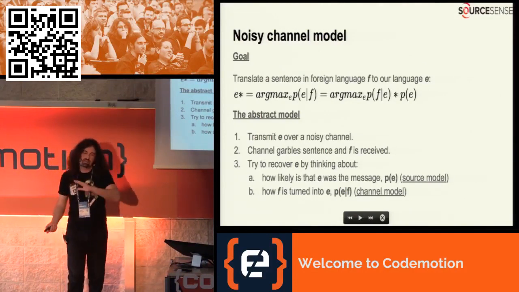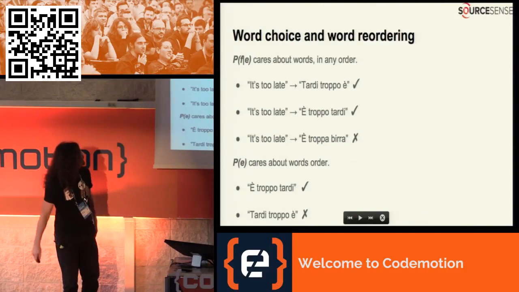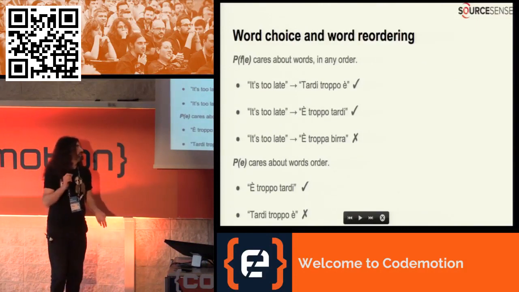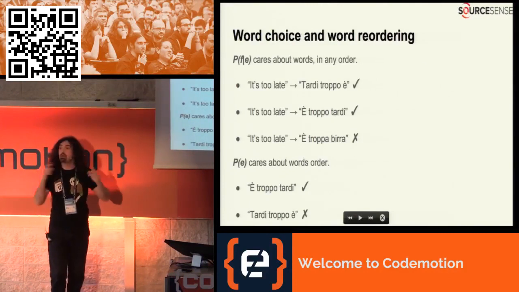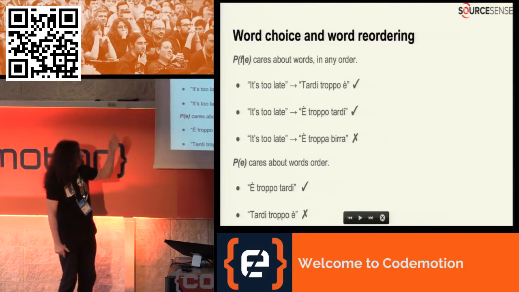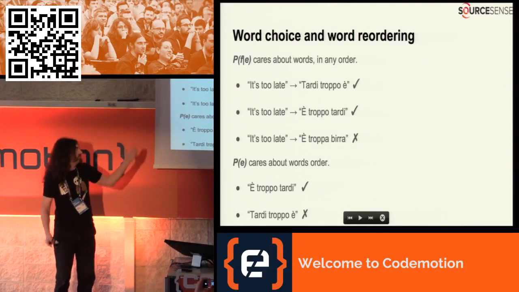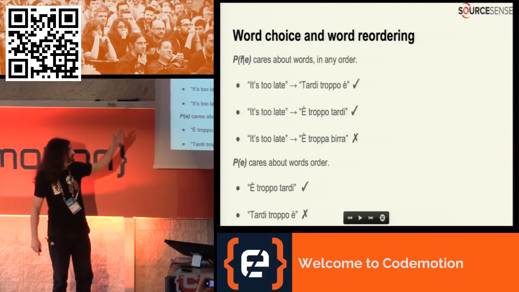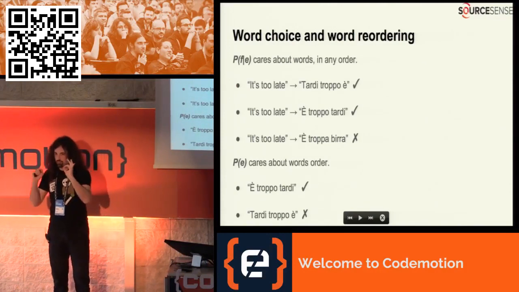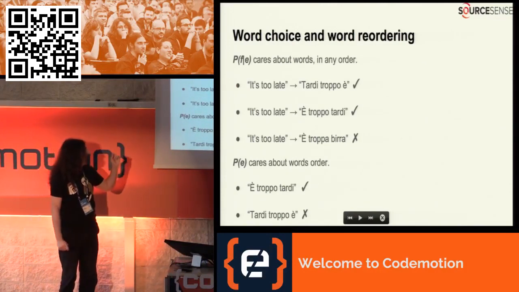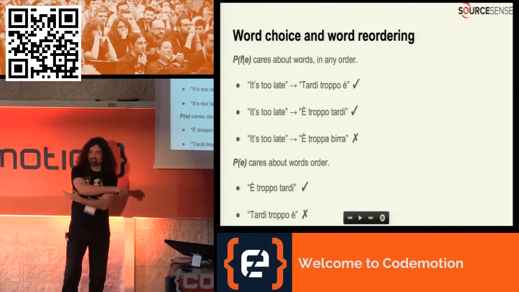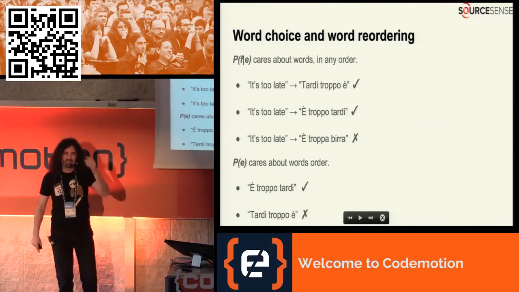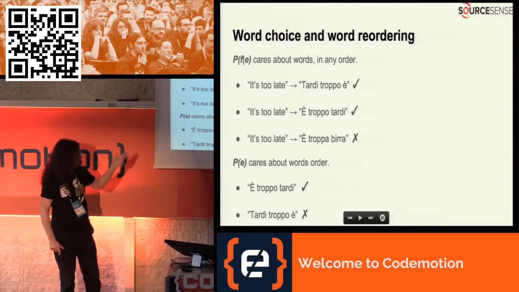It models how things get turned into. So these two models take care of word choice, so we pick the right words, and we reorder them. So P(f|e) cares about words in any order. So it's too late may become è troppo tardi, which is the proper way of saying that in Italian. But also it can be troppo tardi è. So I reversed the order. It doesn't make sense. It looks like Yoda of Star Wars may speak like that.